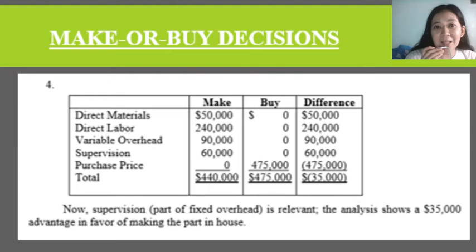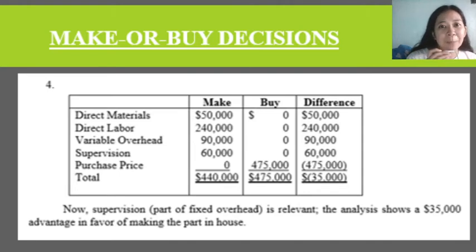That's why this fixed cost is now considered relevant, because it differs in one alternative. If we make it in-house, we will incur the 60,000 fixed cost. If we buy the component from outside suppliers, we can avoid it. That is why we consider this as a relevant cost, although it is fixed in nature, because it changes in the alternatives.